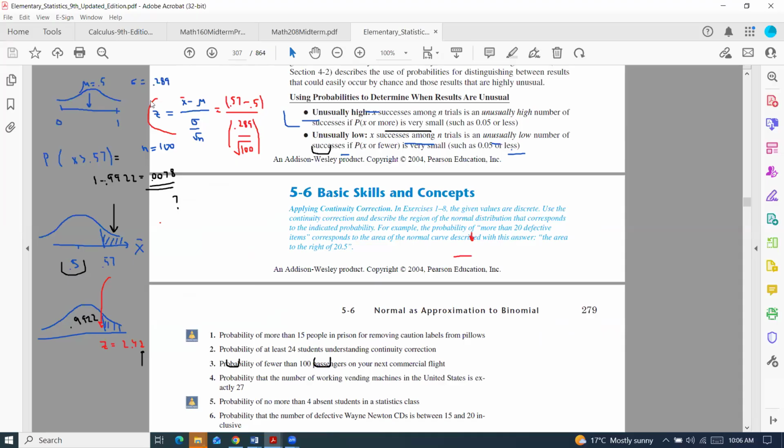So how about exercise 1? To start, that says probability that more than 15 people in prison for removing caution labels from pills. Why would they do that? So here we're discussing only setup. So they want to know the probability that X is more than 15.